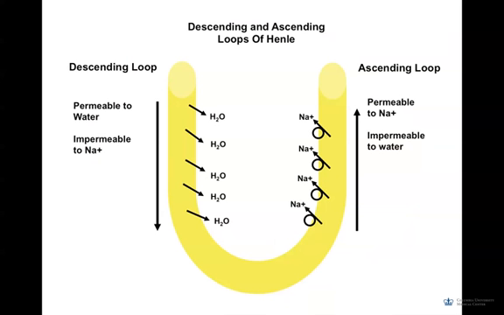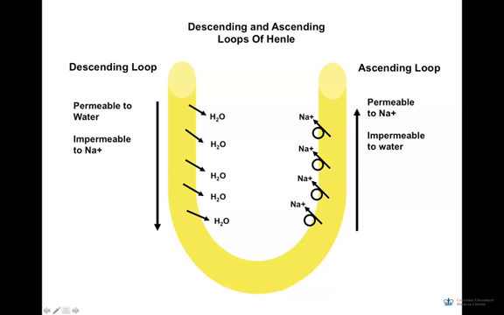So we're not going to get too bogged down by this, but I told you that the long loops of Henle of those juxtamedullary nephrons are what's establishing this osmotic gradient. Now, the way that these loops of Henle establish the osmotic gradient has to do with the fact that the descending loop of Henle is permeable to water but does not allow for sodium reabsorption, and the ascending loop of Henle actively pumps sodium out of the tubule.